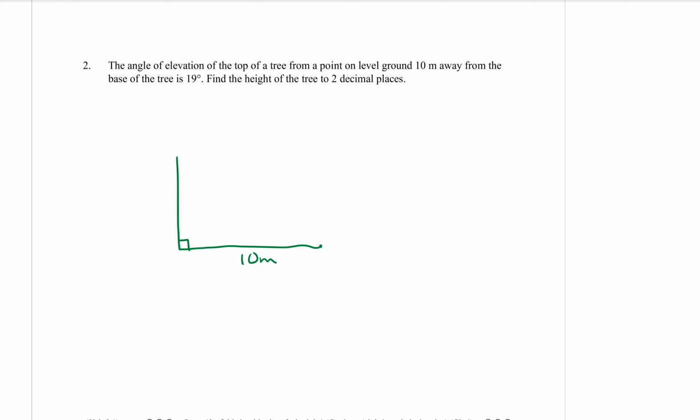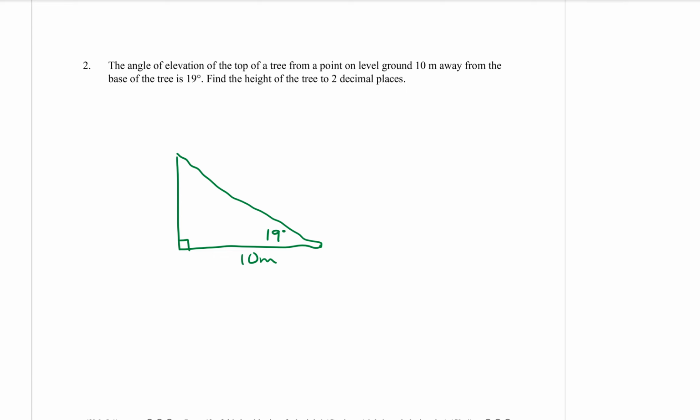Now, let's read through it again, because I haven't done everything from the question so far. The angle of elevation of the top of the tree from a point on level ground 10 metres away from the base of the tree is 19 degrees. I know that is wordy, so here's my triangle. It said angle of elevation. Remember, elevation means horizontal up. And it said, from this point, standing over here 10 metres away from the tree, the angle of elevation to the top of the tree is the 19 degrees. So that means that angle there is the 19.